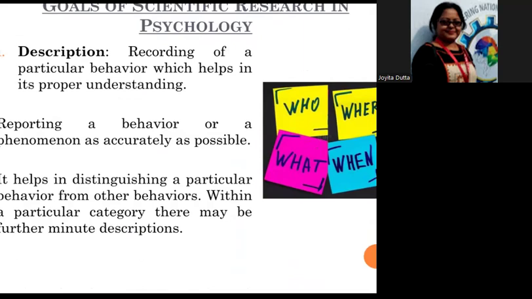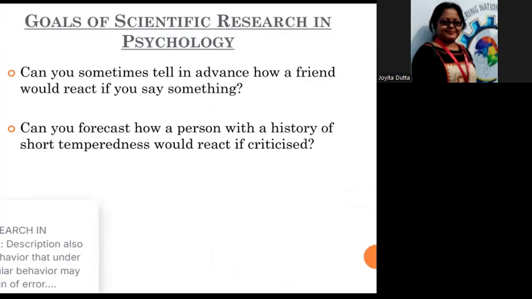What are the goals we have? The description. When we say description, it is the recording of a particular behavior which helps proper understanding. So I am recording a particular behavior. This description is recording and reporting a behavior or phenomenon as accurately as possible. So how does it help us? It helps us in distinguishing a particular behavior from other behaviors within a particular category. There may be further minute descriptions.